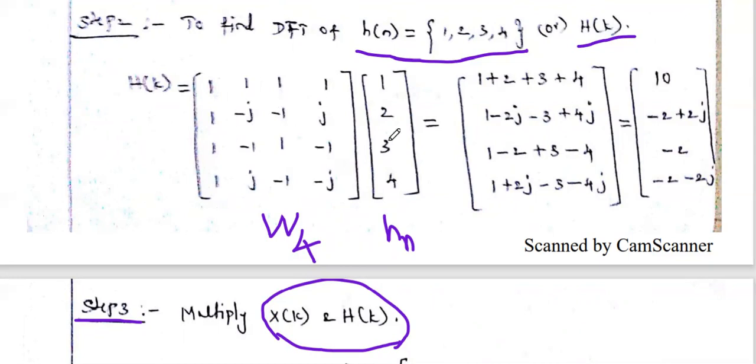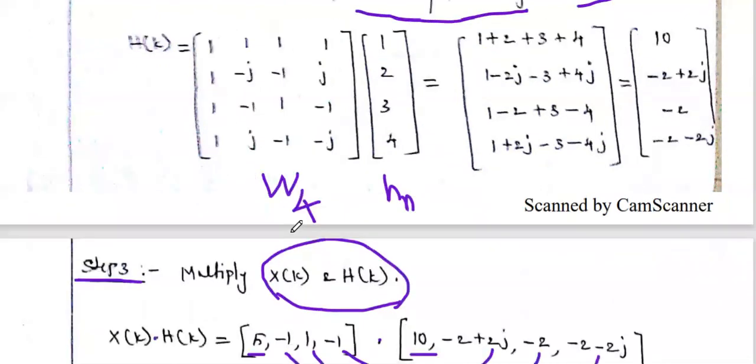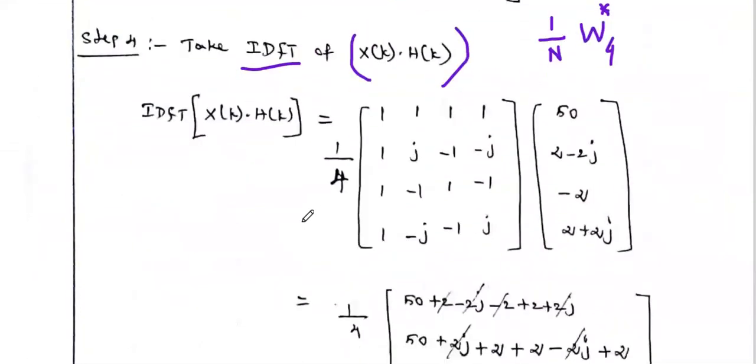These 2 plus j, it is converted to minus j. That is the difference between the W4 matrix and the W4 complex conjugate matrix. So the W4 complex conjugate is multiplied with this X of k into H of k value. This is the inverse DFT answer.